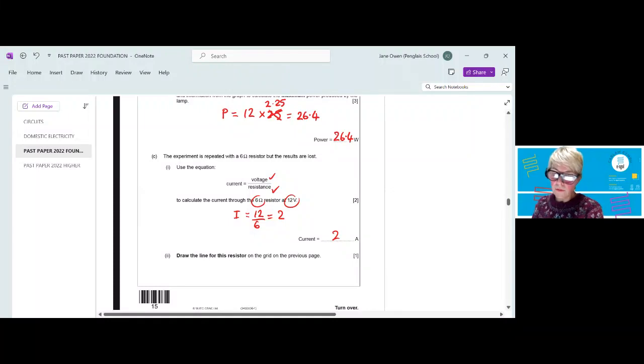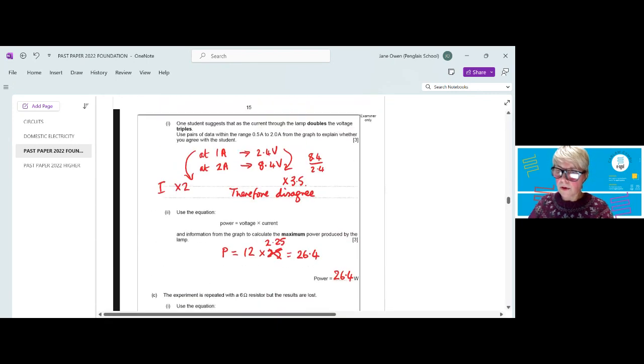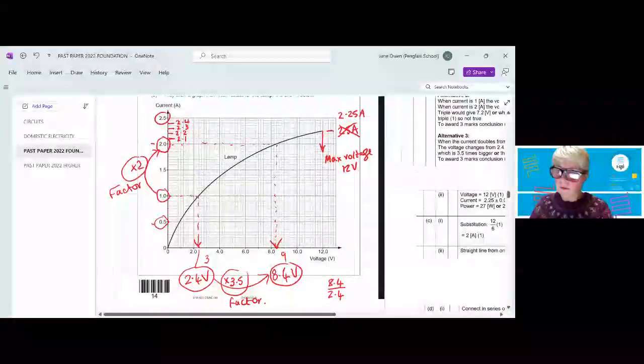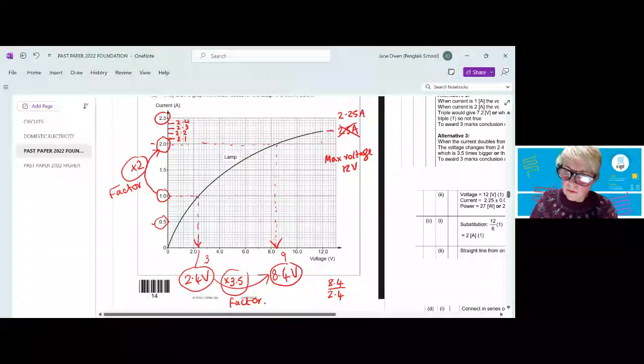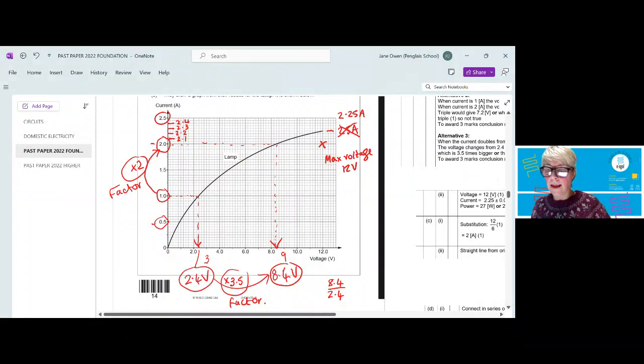Draw the line for this resistor on the grid on the previous page. So at 12 volts, the current is 2 amps. So we've got our two plots. At 12 volts, we've got 2 amps. Let's go back. And it's a resistor though. So at 12, it's 2. So I'm just going to take this arrow out, I think. Okay, and just pop the point there.